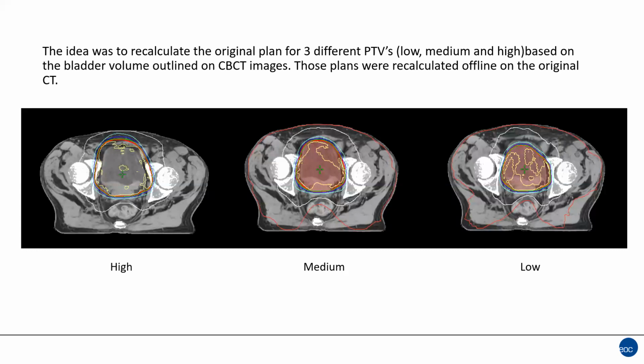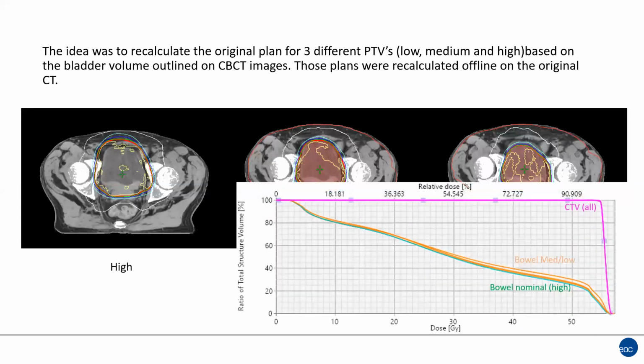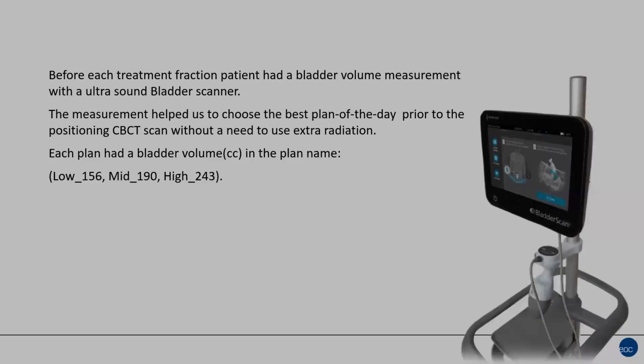And this approach led us to the conclusion that, of course, if we are treating a bigger volume than it actually is, we irradiate more of the healthy tissues. So why do that? Let's adapt and let's reduce the dose, for example, for the bowel, which was quite close in this case.